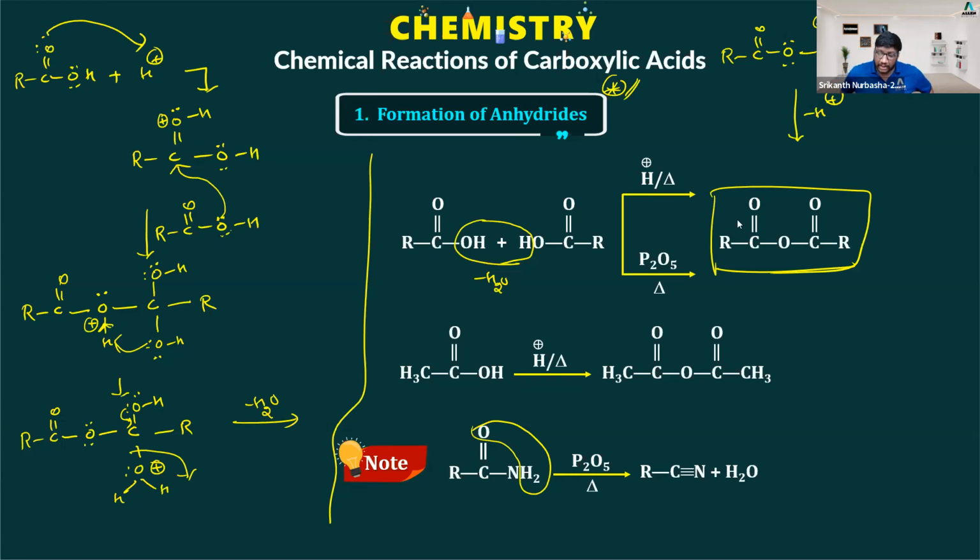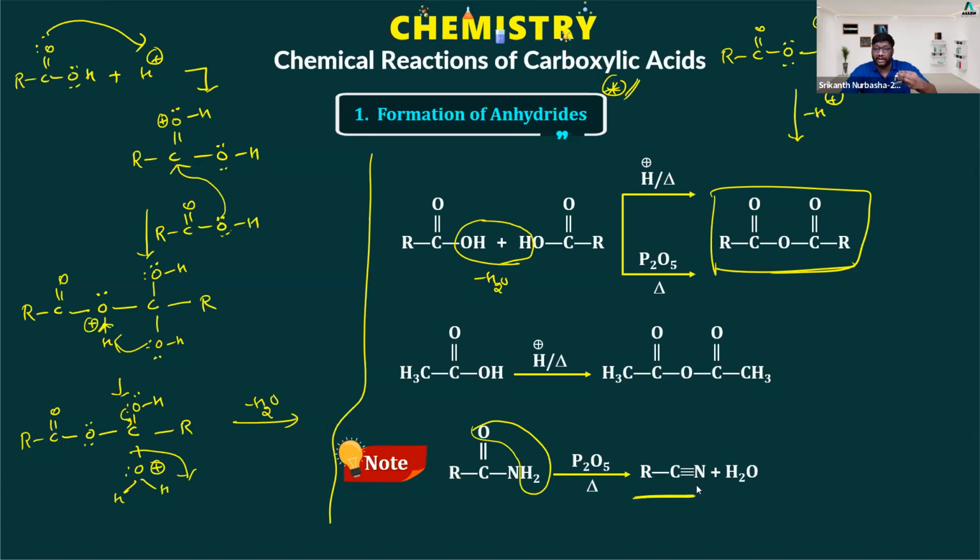The same way, an amide also will undergo dehydration in the presence of P2O5. P2O5 is a very strong dehydrating agent. It will remove the water from the amide, forming nitriles. Carboxylic acids undergo dehydration to form anhydrides. Amides will undergo dehydration to form nitriles.